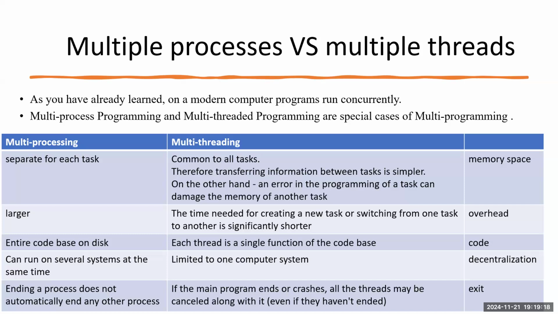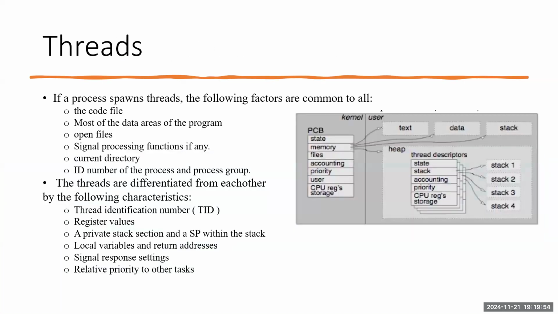Here's an important point. When you do multi-processing, you can actually run on different computers. Decentralization: you can run on several systems at the same time. They're completely independent, so I could have different processes running on different computers and communicating with each other, and it would be called multiprocessing. But with threads, they have to be on the same computer. Ending a process does not automatically end another process. But in multi-threading, if the main program ends or crashes, all the threads will most likely be canceled. It depends on how you program it exactly, but they could be killed even if they haven't ended.